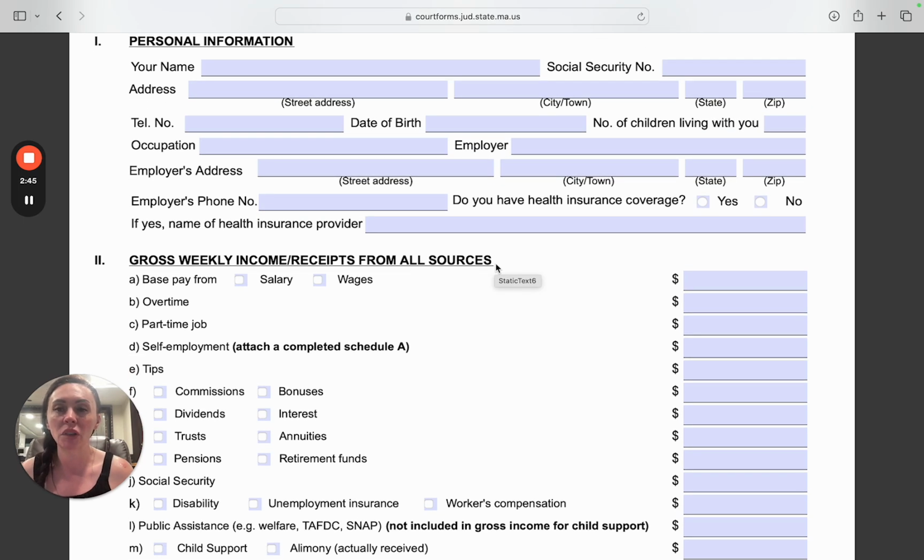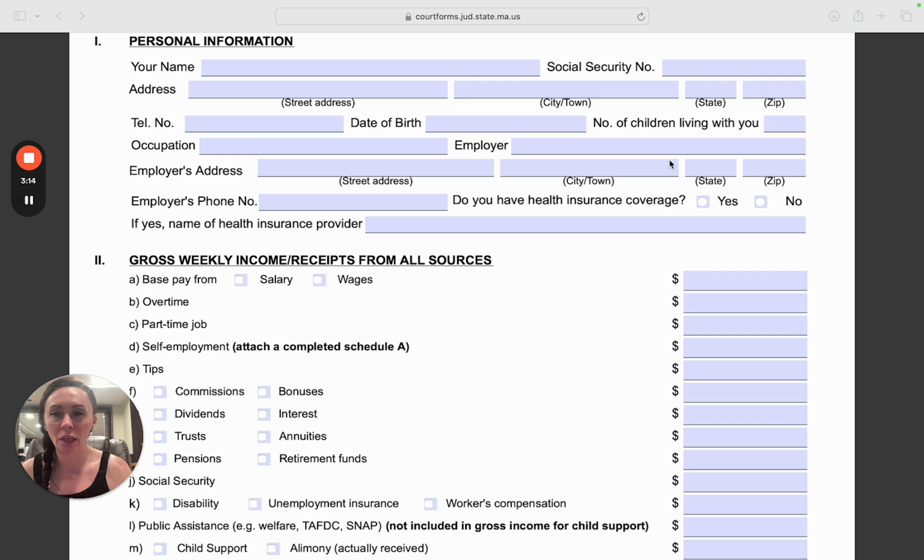This section, personal information, they want your full name, social security number. I tell my clients, do not put your complete social security number on the long form. You want to redact the first 6 digits. Only include the last 4. So XXX-XX-1234 or whatever the last 4 digits of your social security number is.